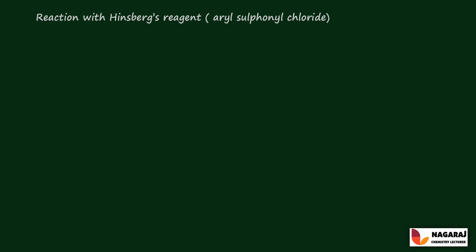So what is this Hinsberg reagent? Hinsberg reagent is nothing but C6H5SO2Cl, that is called as Hinsberg reagent, right? So let us see how this Hinsberg reagent reacts with the primary amines as well as with the secondary amines.